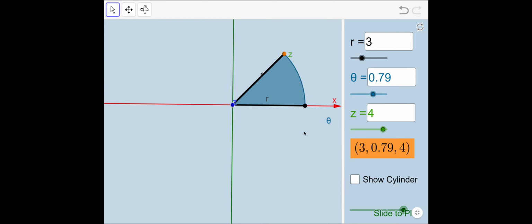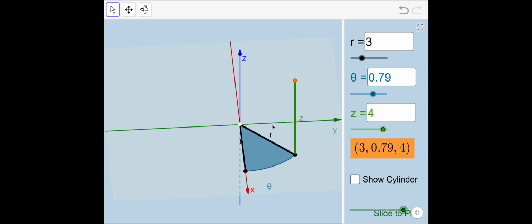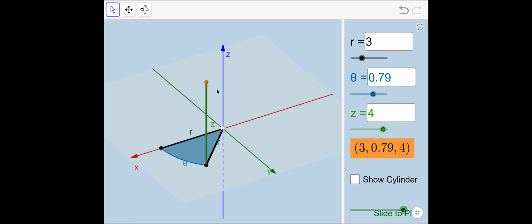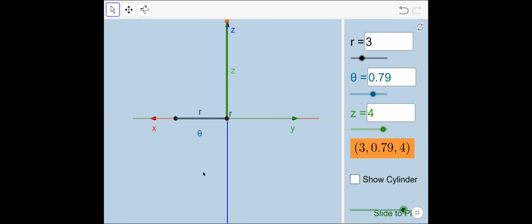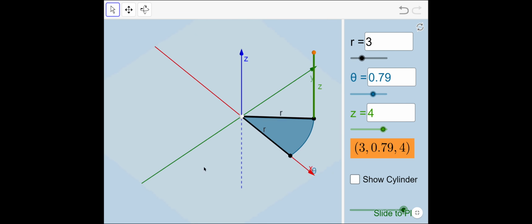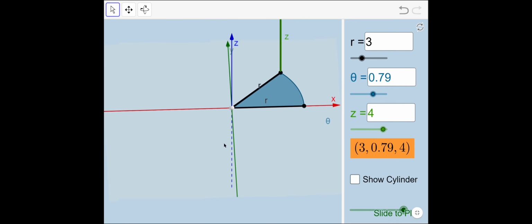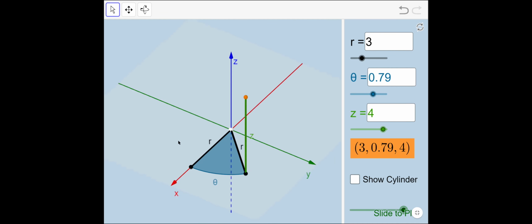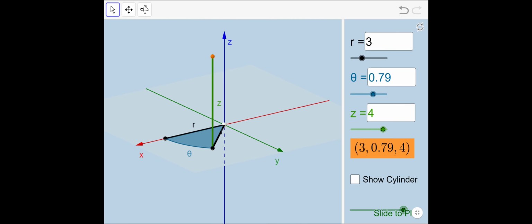Okay, so one more time, I have this point over here, and to get the r, theta, and z associated to this point, the z is just a normal z, which is the height of the point above the xy plane. So this is your height over here.